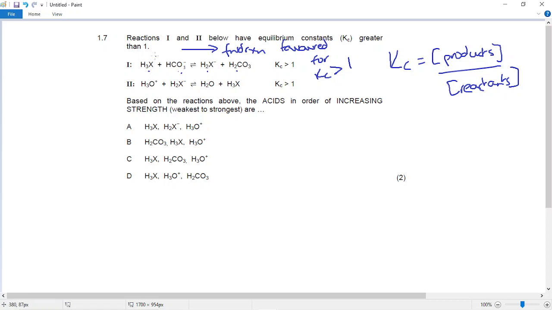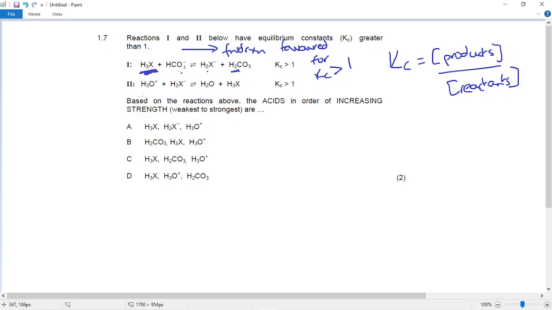Okay, there's protons being donated and protons being accepted. And in this one, this H3X is forcing a proton onto the bicarbonate ion and making carbonic acid. So if this H3X is forcing the proton onto the bicarbonate ion, it means that this H3X must be a stronger acid than the bicarbonate ion, okay?